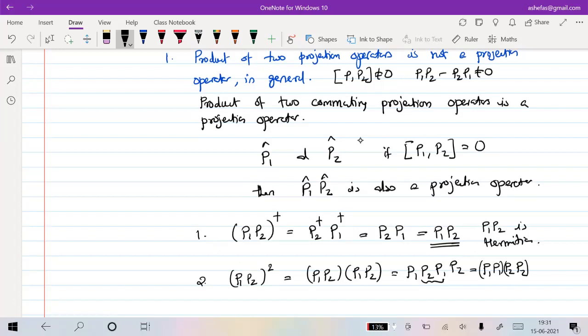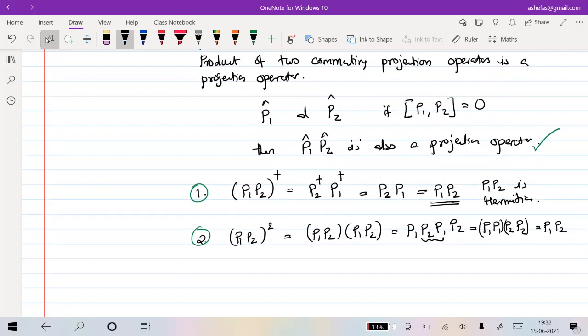Now P1 square, since P1 is a projection operator, would be equal to P1, and P2 is a projection operator, so P2 square is also equal to P2. So that means P1 P2 all square equals P1 P2. Okay, so it satisfies both conditions of the projection operator, and hence P1 P2 can be a projection operator. So the product of two projection operators would be a projection operator only if they are commuting.